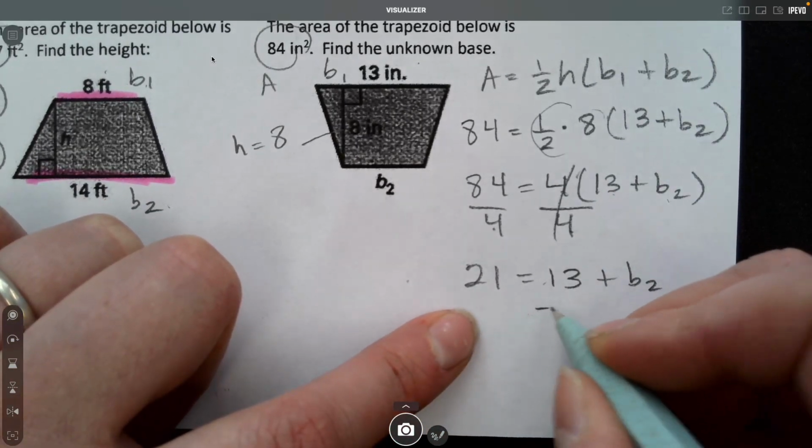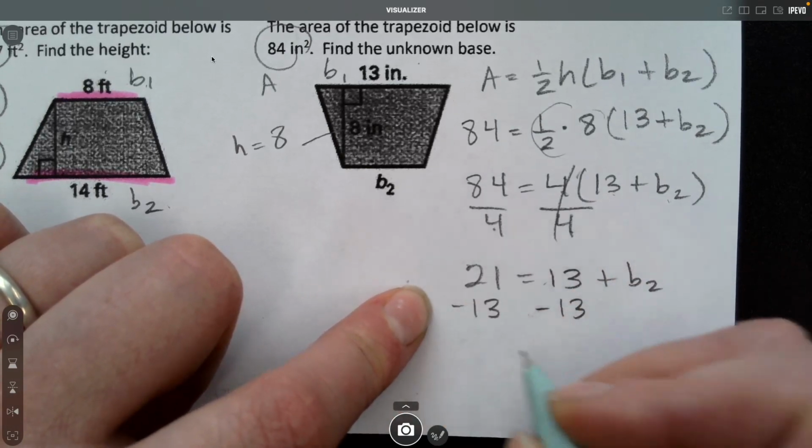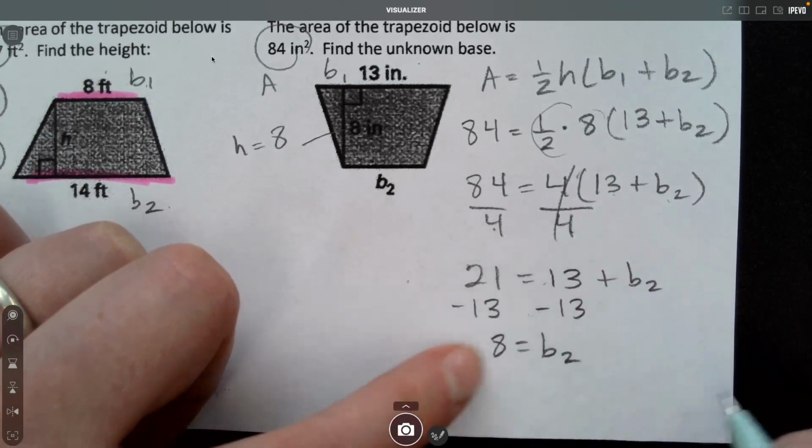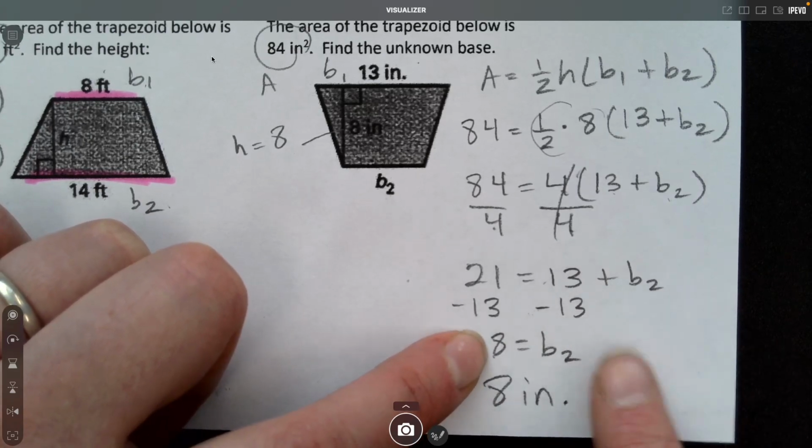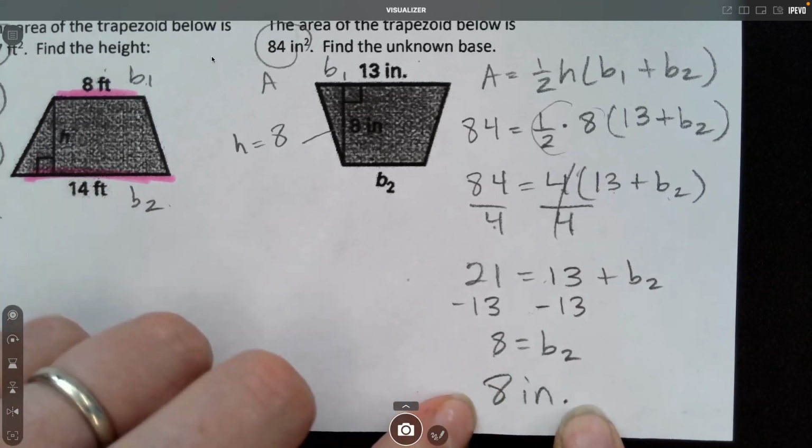So now my last step is subtracting 13 on both sides. So 8 is equal to B2, and this is going to be 8 inches. So we are just looking for the length of something, so it's not squared, it's just going to be inches only.